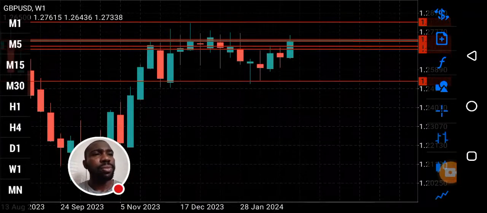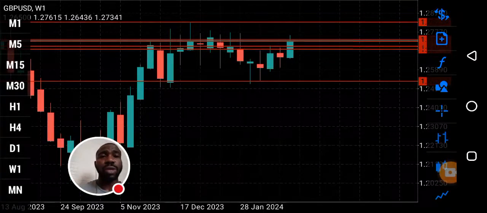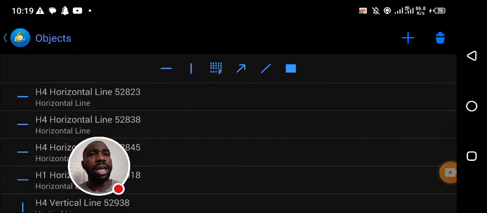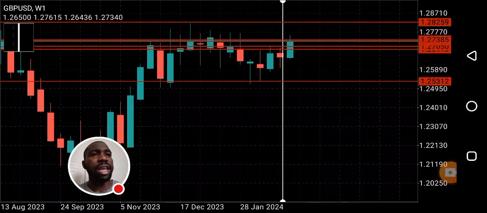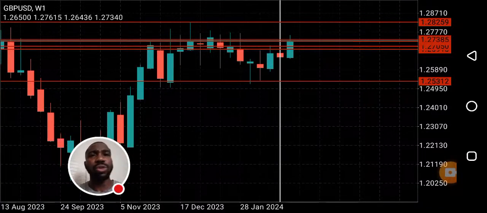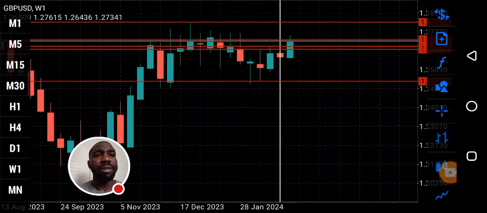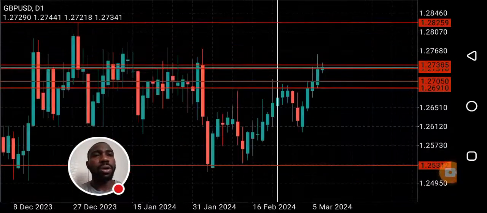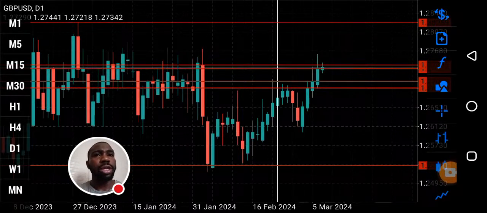So after the formation of last week's candle, because we use last week's candle to determine the trend for this week, I apply my vertical line so that I can switch down to the daily time frame to see the pattern that formed last week. So I'll go down to daily. Let's see the pattern that formed last week. Okay, so this was last week's candle.